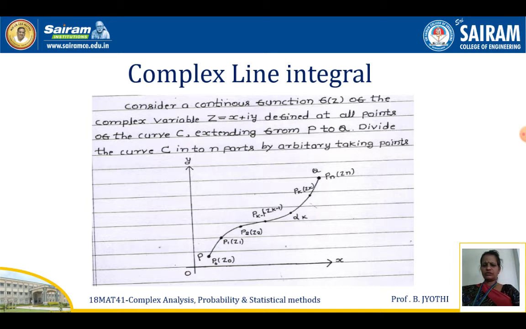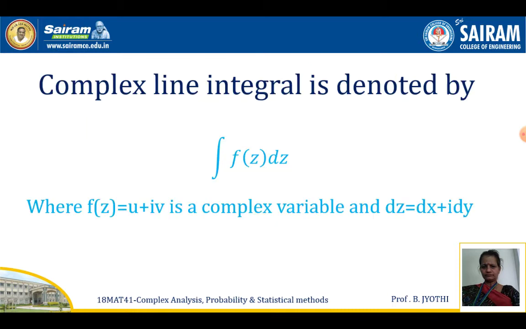That is P0 of Z0, P1 of Z1, P2 of Z2, Pk minus 1 of Zk minus 1 some point, and Pk of Zk up to Pn of Zn. Okay, so this is the curve we have taken and it has been divided into n parts. Complex line integral is denoted by integral f of z dz, where f of z is a complex function, that is u plus iv, z is a complex variable, and dz is dx plus i dy.